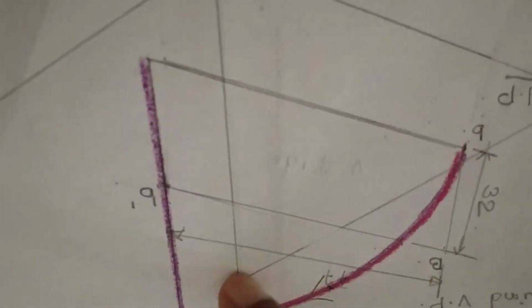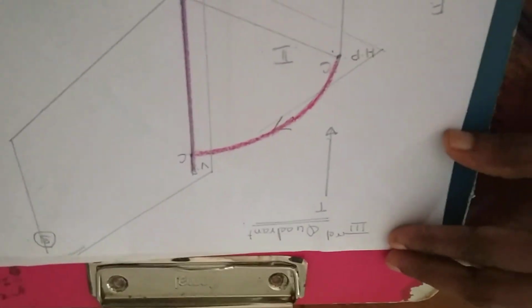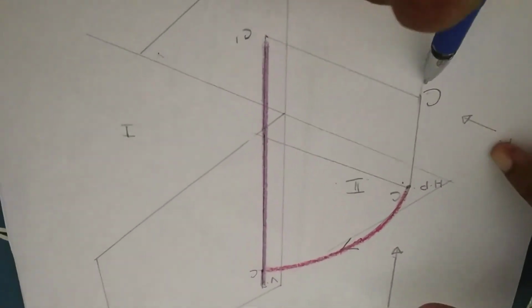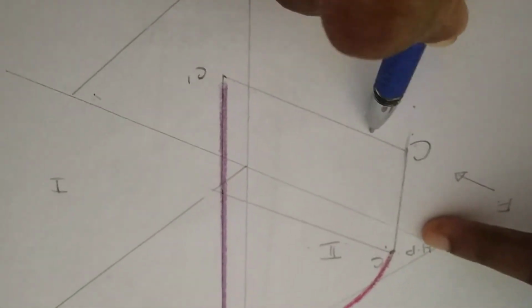77 has been rotated upwards. So this is my 77. Okay. Now my next topic is on the third quadrant. Any point in the third quadrant, this is my third quadrant, point C, will be known as below HP, behind VP. Below HP, behind VP.